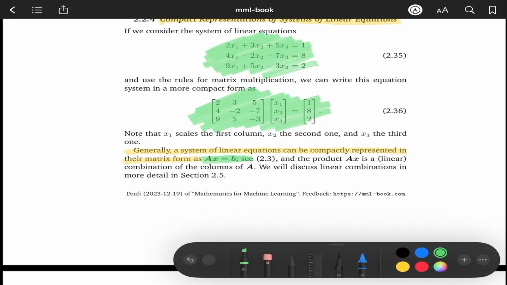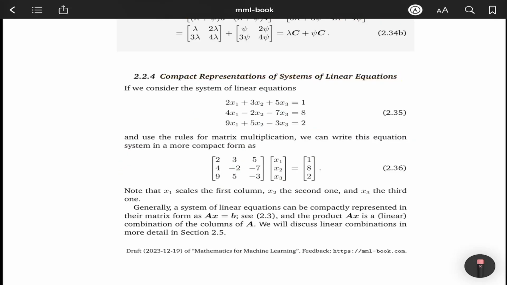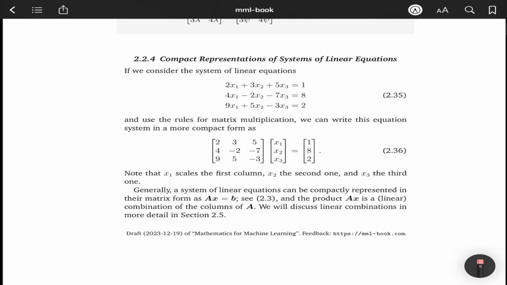Okay, let's continue. And the product Ax is a linear combination of the columns of A. We will discuss linear combinations in more detail. I guess in this chapter I will not put any notes in. I already know that is how this works.